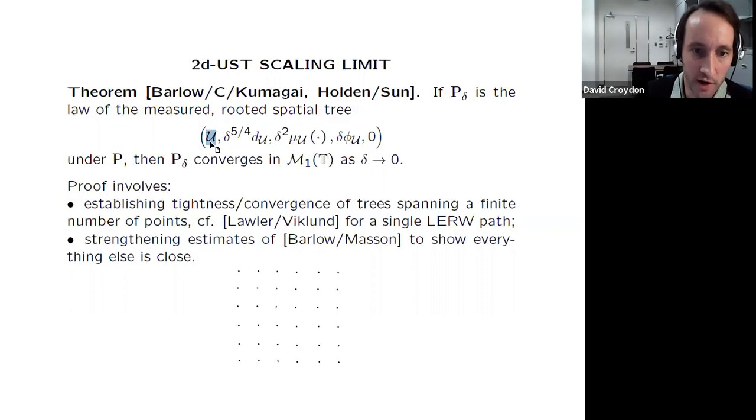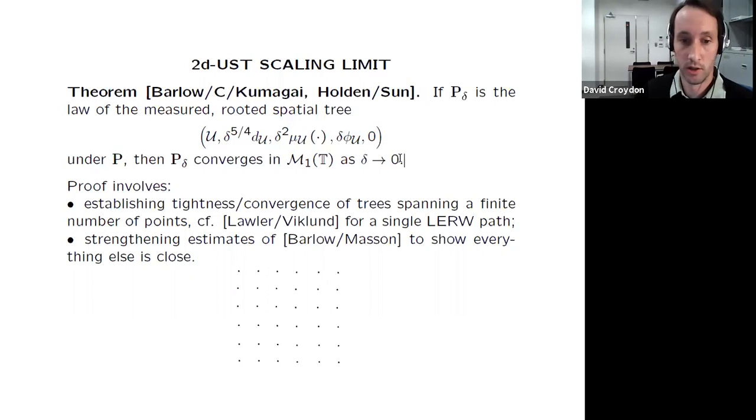So again, just to underline, here's the uniform spanning tree. We rescale the graph. So the underlying Z2 has lattice spacing delta. Loop-erased random walk spacing is delta to the 5/4. So we rescale the intrinsic metric by this. The counting measure needs to be rescaled by delta squared. So this is, of course, just matching up with this delta over here. Then we can show that these things converge in this topology.